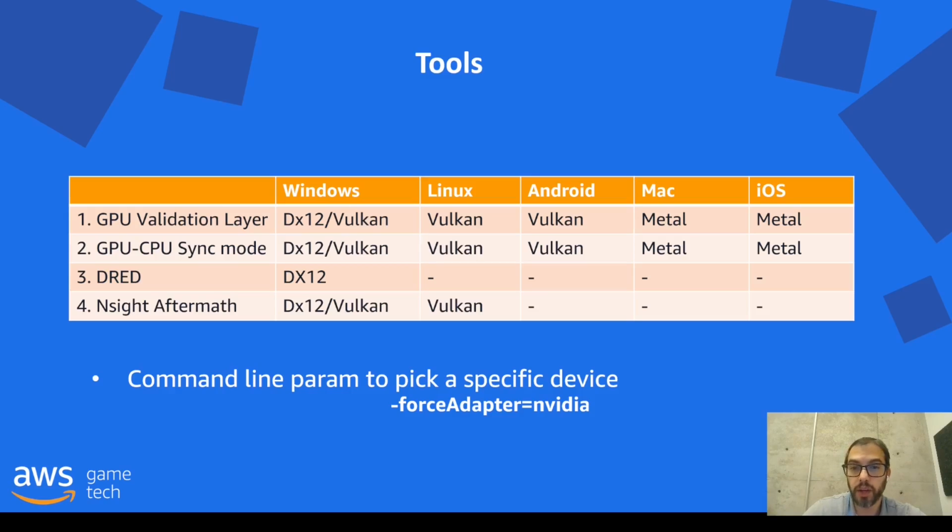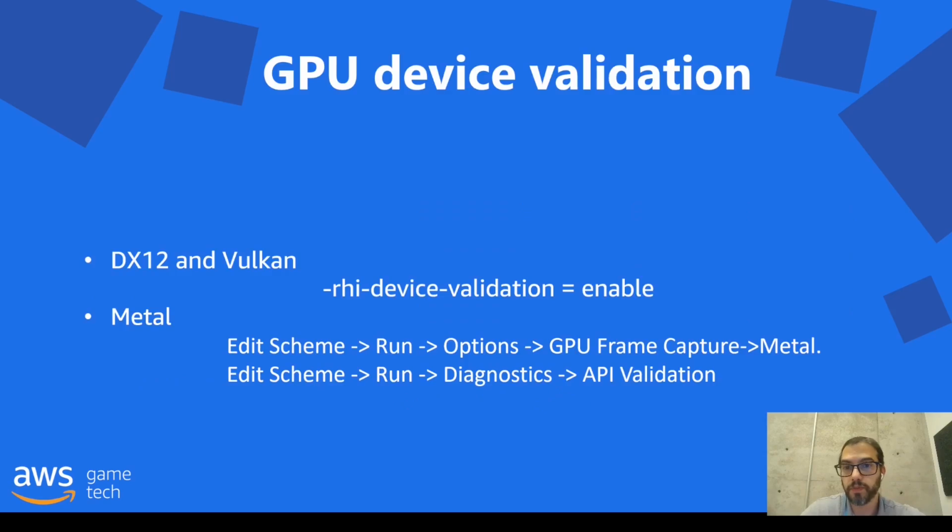I've also pointed out a command line parameter that you can use to pick a specific GPU, especially if you have multiple GPUs on your machine. Imagine you have, let's say, Nvidia and AMD, and you can use -force-adapter equals the vendor name, and it will make sure to use that card.